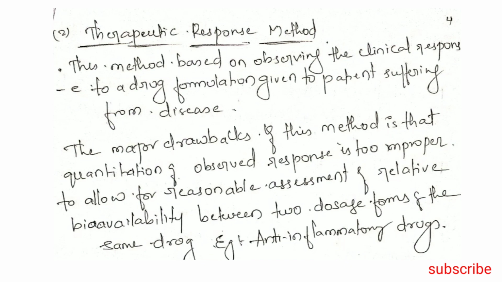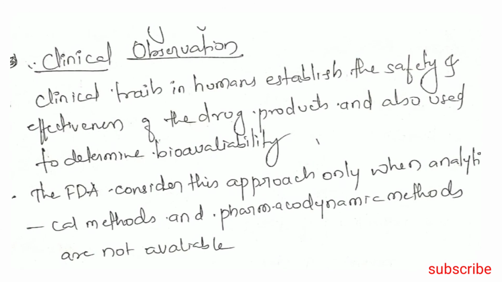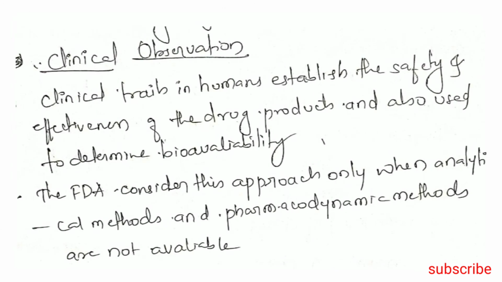Example, anti-inflammatory drug. Third point is clinical observation. Clinical trial in humans establishes the safety and effectiveness of the drug product and is also used to determine bioavailability. The FDA considers this approach only when analytical method and pharmacodynamic method are not available.